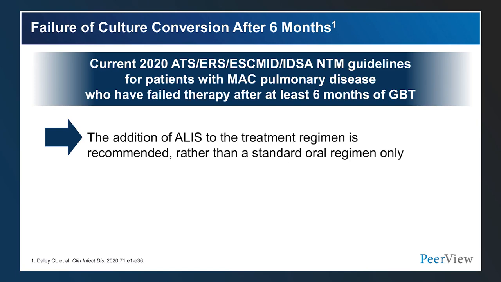Okay, so now we're going to transition to talking about additional therapies in the context of when patients fail in culture conversion after 6 months. And I'd like to note that as per the most current 2020 ATS IDSA NTM guidelines, there are now new recommendations to add a fourth agent to guideline-based therapy in patients who have failed therapy after at least 6 months of guideline-based therapy. So this is an addition to, and it is not a substitution of treatment. So the recommendation now is currently for the addition of ALIS that we've talked about previously to the treatment regimen, rather than just the standard regimen only.